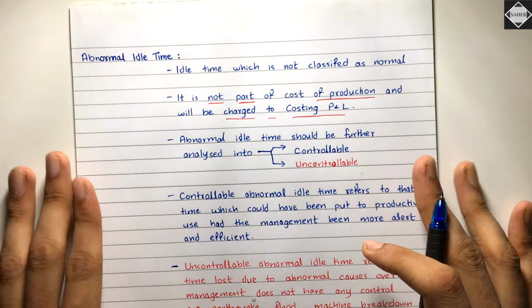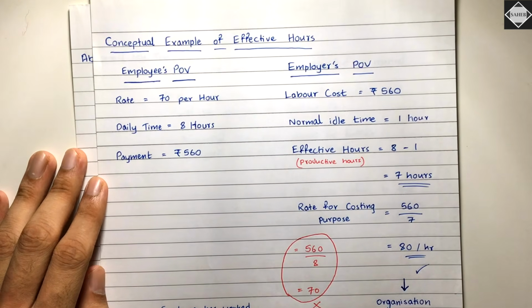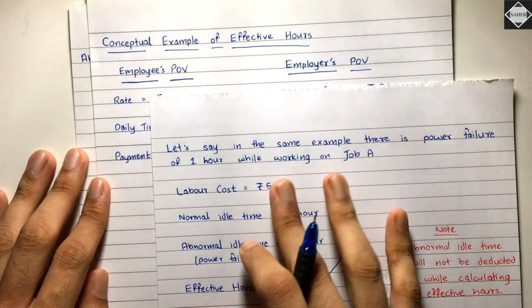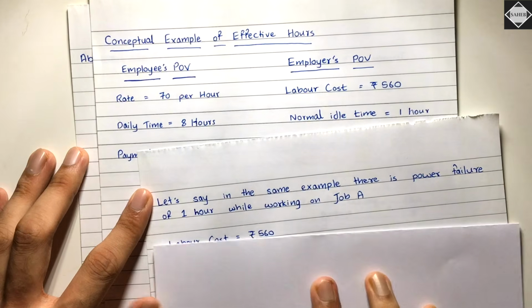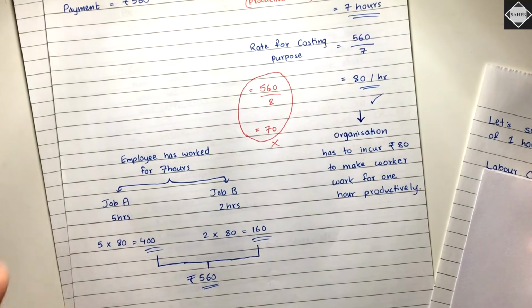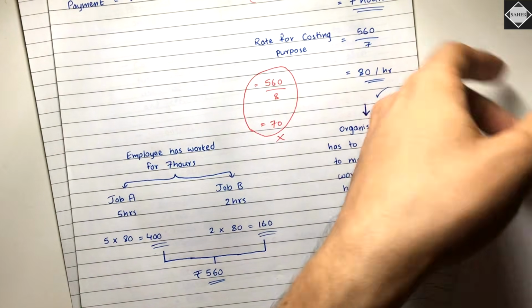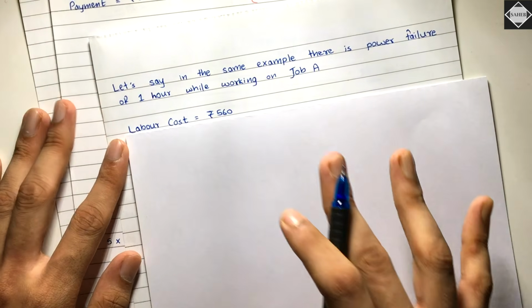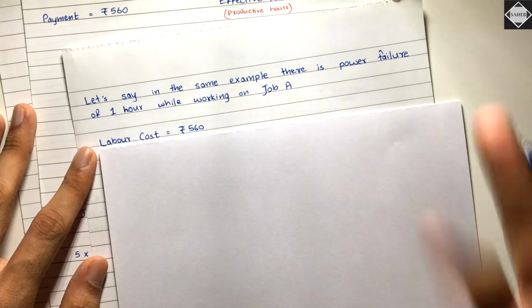Now, for this also we have a conceptual example. The same example, I have just modified it a little bit. Let's say in the same example, there is a power failure of 1 hour while working on job A. Job A, 5 hours was there, right? So while working on job A, let's say there was a power failure, and because of that, instead of working for 5 hours, he has to work only for 4 hours. That's the modification. And power failure is abnormal. It doesn't happen normally.